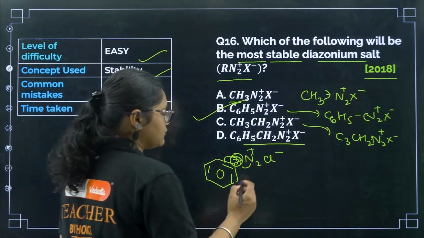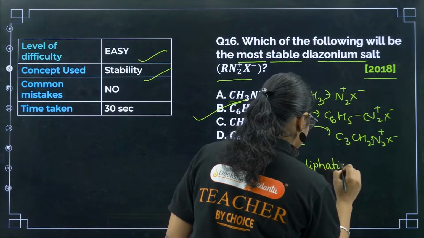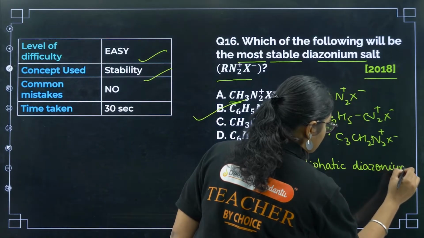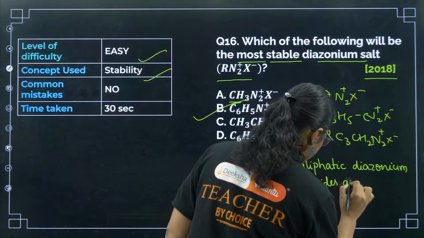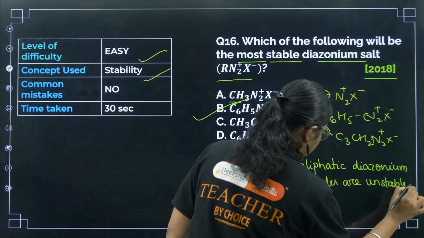So please remember one point here: aliphatic diazonium chlorides are unstable. Okay.